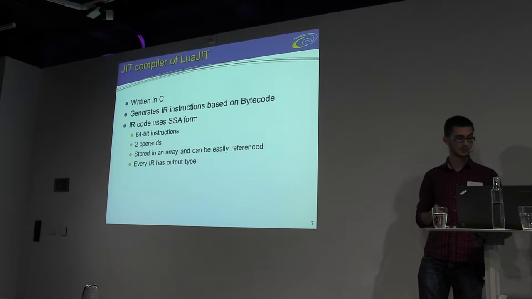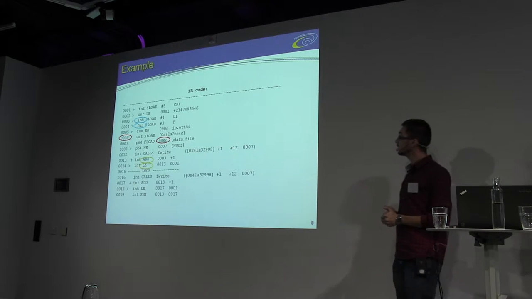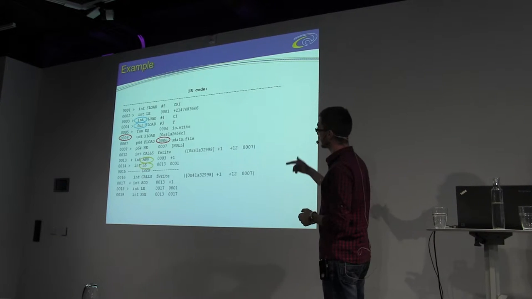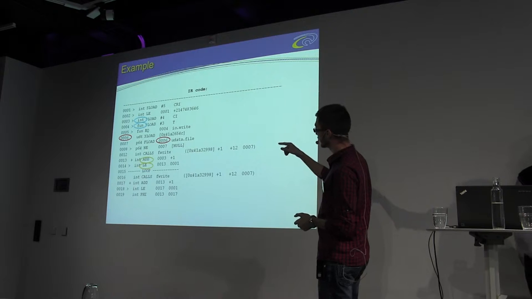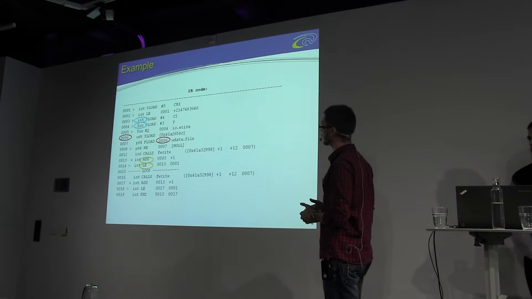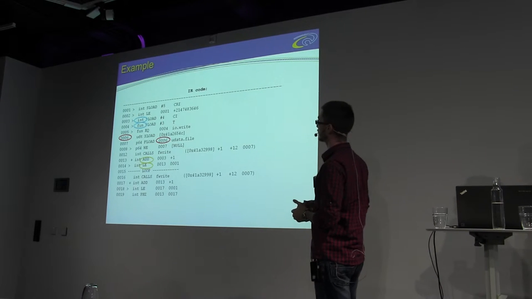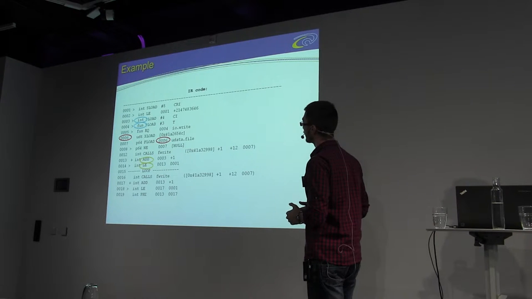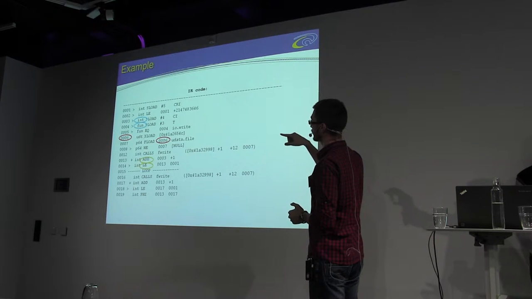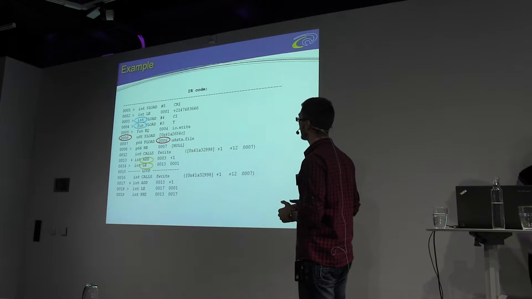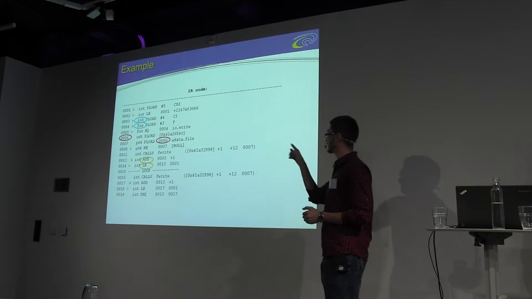Each instruction has an output type. You can see on the example here, I'm not going to go into detail either, but you can see the instruction name, that every instruction has a name, that's the yellow circle. They have a return type that's in blue, and we can see that they all have instruction numbers which are used to reference them in other instructions. That's the red.